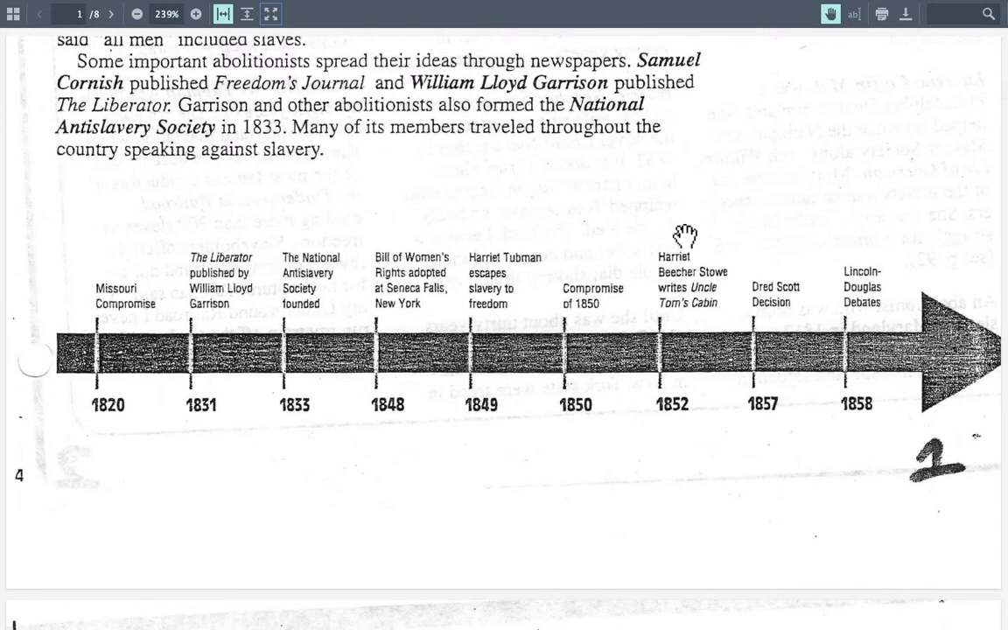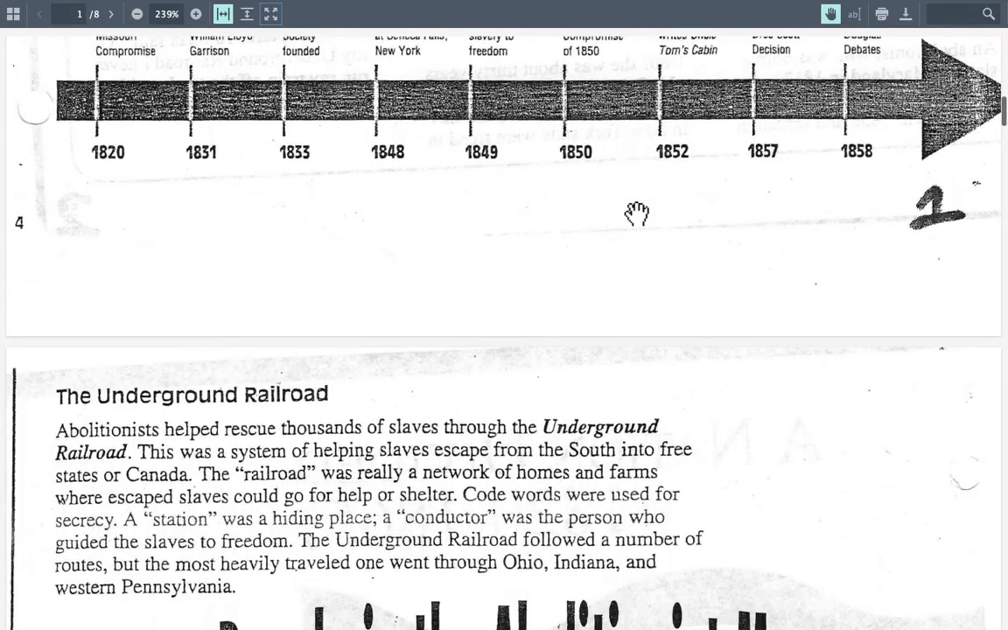More on a few of these later in this reading. Make sure when you answer the questions, you can look back at this timeline as well.